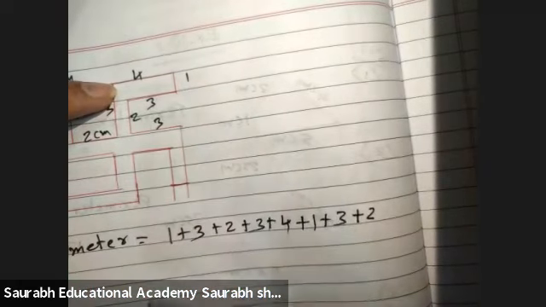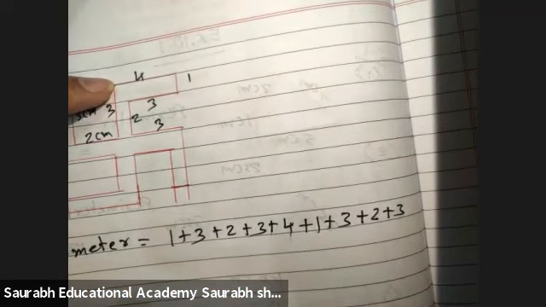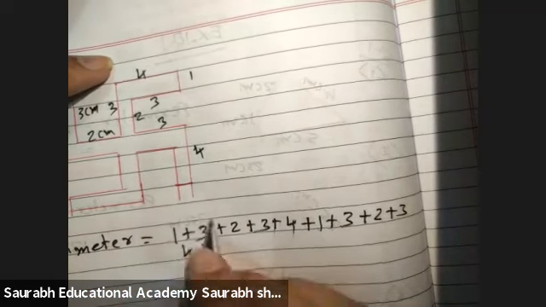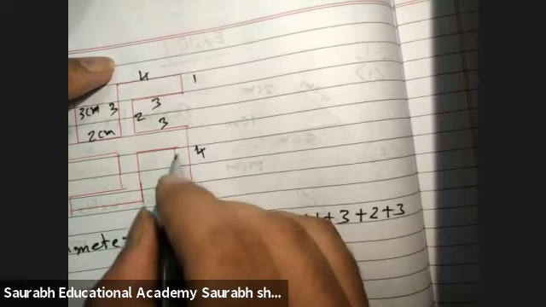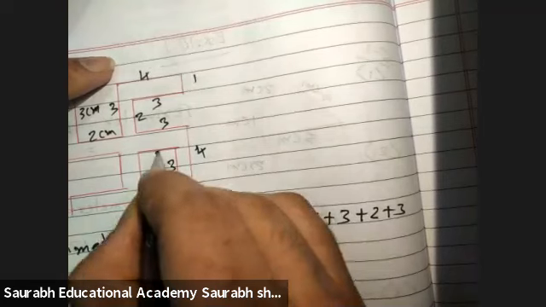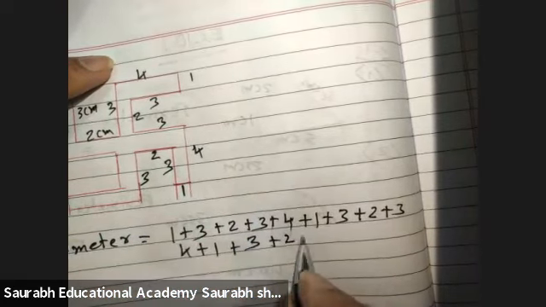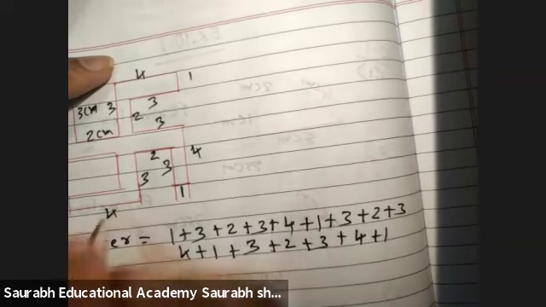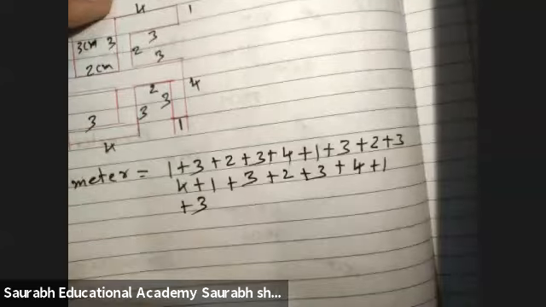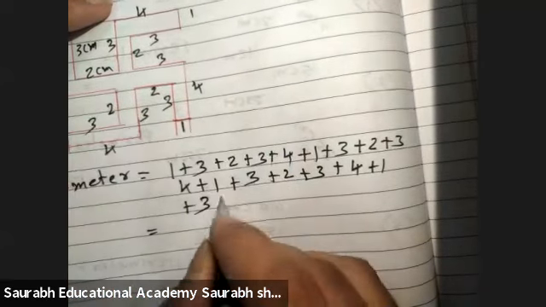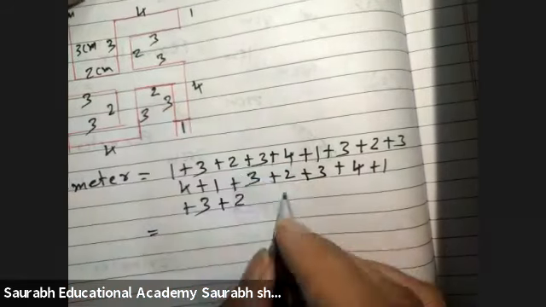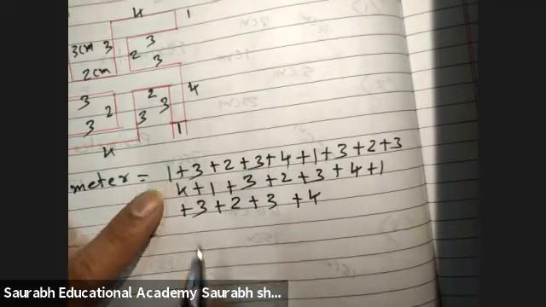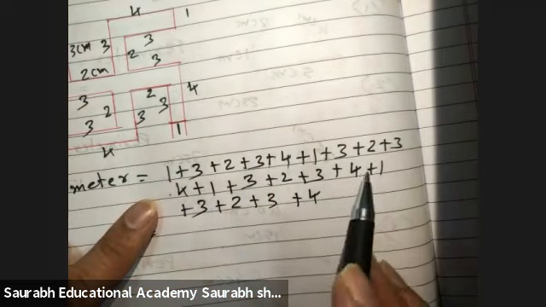that is 2, then 3 centimeter, then 4 centimeter, that is 4, then this is 1 centimeter, then again 3 centimeter, then 2 centimeter, then 3 centimeter, then 4 centimeter, right, then 1 centimeter, then 3, then 2, then again 3 centimeter, and lastly 4 centimeter. Now just check how many times 1 is coming. 1, 2, 3 and 4 times.